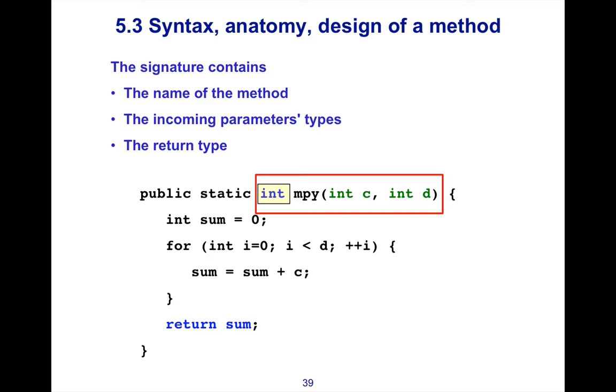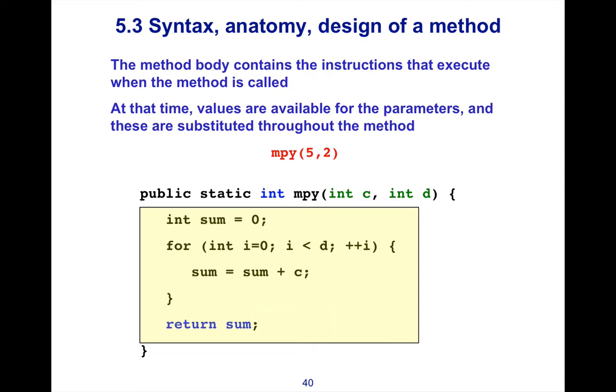Okay, so the method body contains the instructions that actually execute when the method's called, and when they get triggered and start to execute, the actual values of the parameters, in this case 5 and 2, can be viewed as being substituted directly for C and D. And this is the kind of substitution we're familiar with in algebra. So if C is a variable appearing inside the method, if I call it passing a 5, you might as well put a 5 everywhere you see C, and that's going to show you exactly how the method gets evaluated. So let's try that.